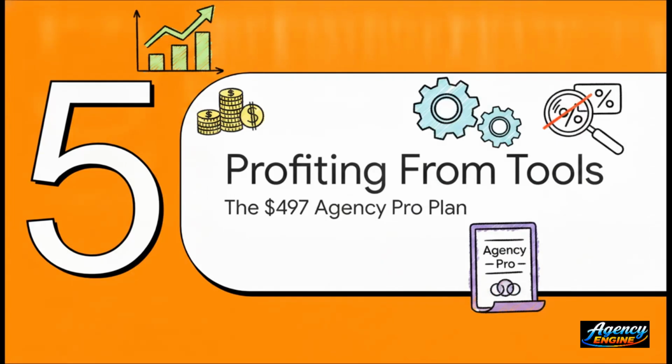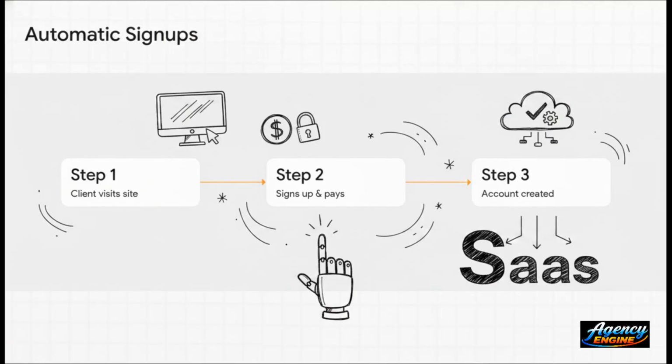Next up is Section 5, Profiting from Tools on the $497 plan. Okay, this is where we completely flip the script on profit margins. The first major upgrade at this $497 tier is automation. See, on the $297 plan, setting up a new client's sub-account takes about 15 to 20 minutes of manual data entry. But here, a client visits your site, they pay, and their account is created instantly and automatically. You don't even lift a finger. It completely transforms you from a standard agency into a full-blown software-as-a-service or SaaS company.